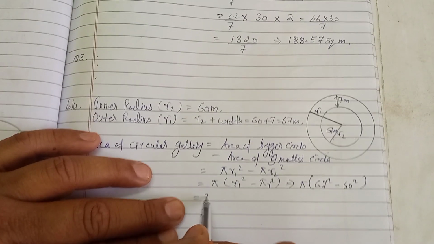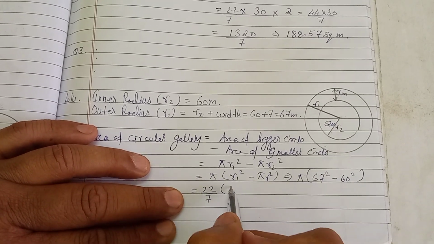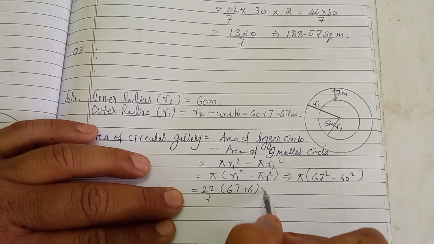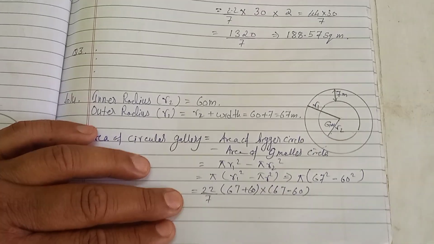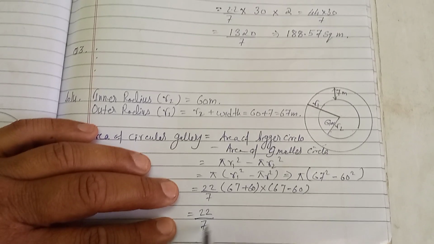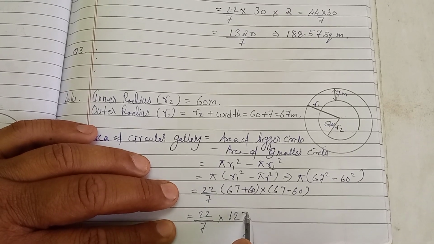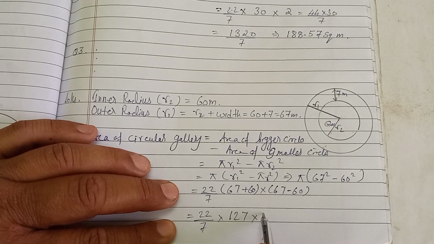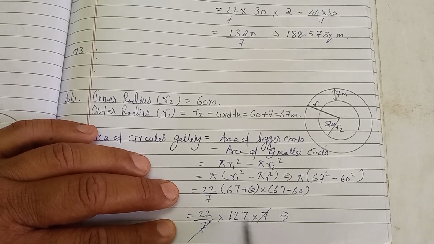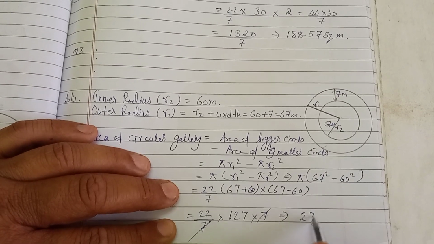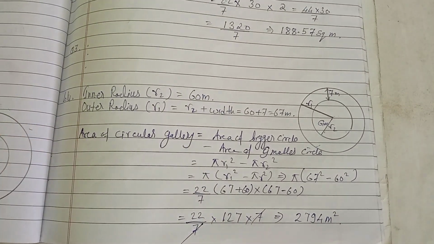Now put the value of pi. The value of pi is 22 upon 7. Again it is in the form of a square minus b square, that is a plus b, a minus b. Now 22 upon 7 multiply 67 plus 60, that is 127, multiply 67 minus 60, that is 7. Cancel the 7 and 7. Multiply 22 with 127, you will get 2794 square meter. Is it clear?